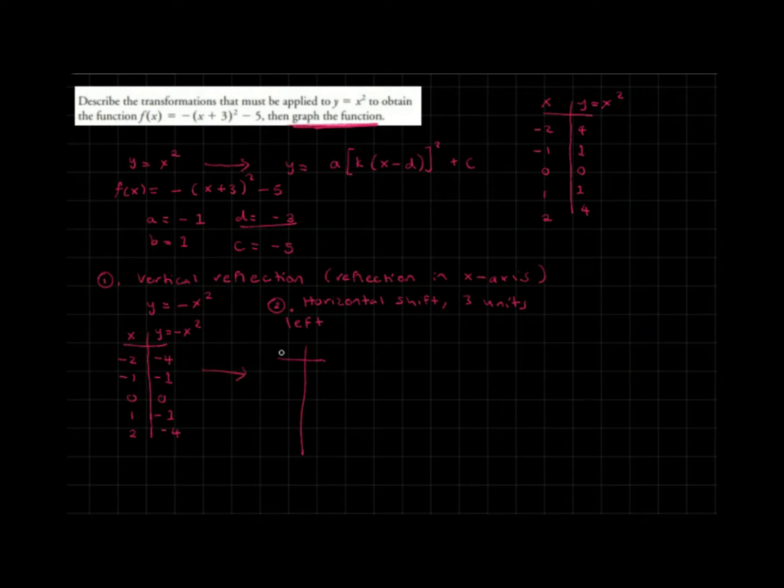Because it's a horizontal shift, we're only going to be affecting our x values and not our y values. So I'm going to copy down the y values from the previous step. You can notice here that the function now will look like this: y is equal to negative x plus 3 squared. Okay, and what we're going to do here is subtract 3 from all of our x values. So we're going to get -2 minus 3, which is -5, -1 minus 3, which is -4, 0 minus 3, which is -3, 1 minus 3 is -2, and 2 minus 3 is -1. Okay, so these are our points.